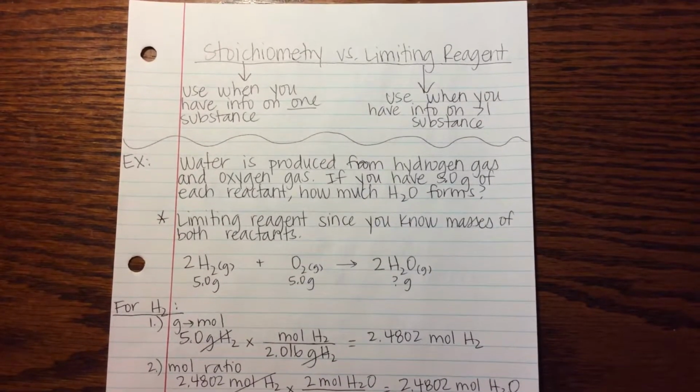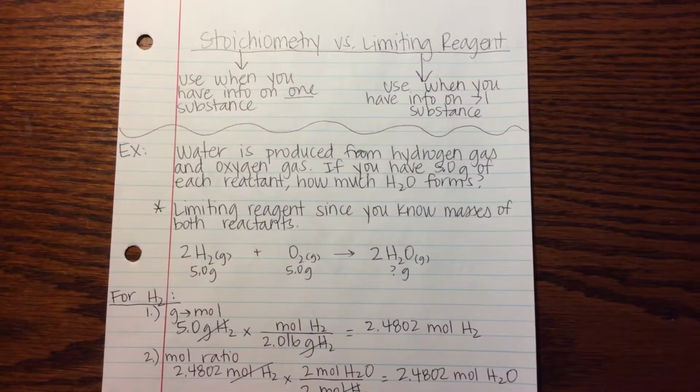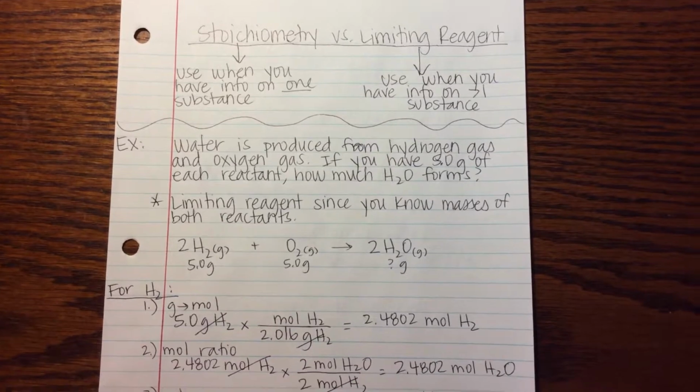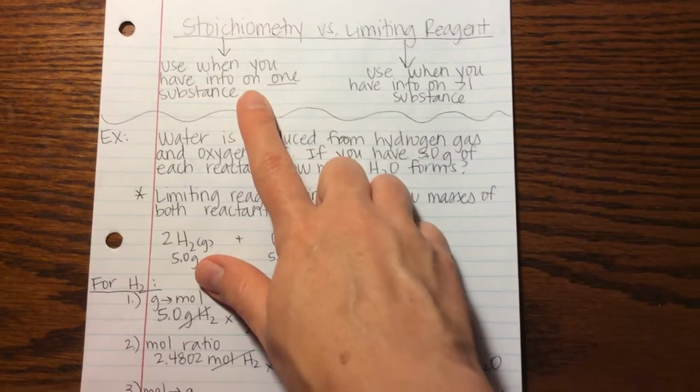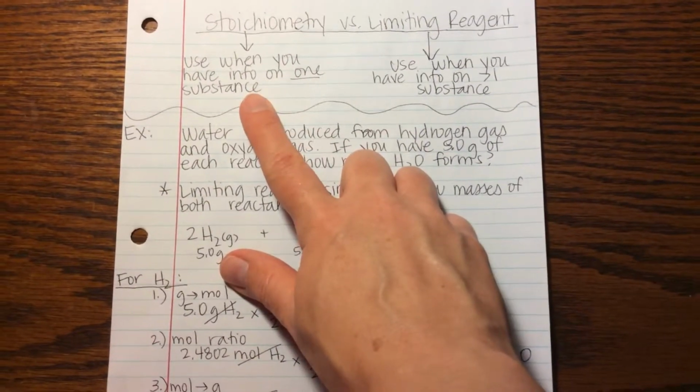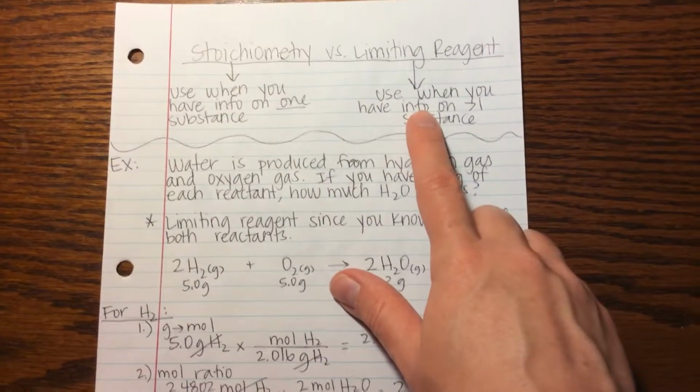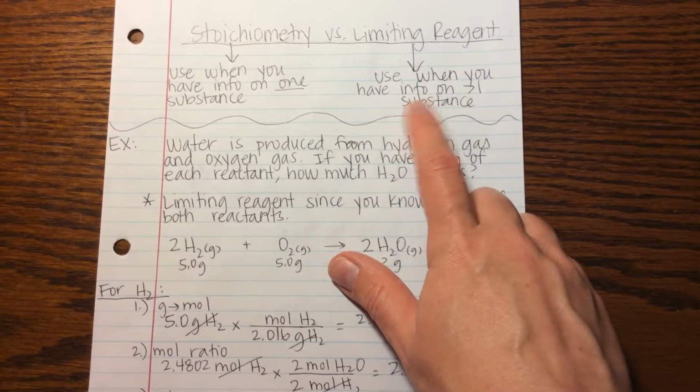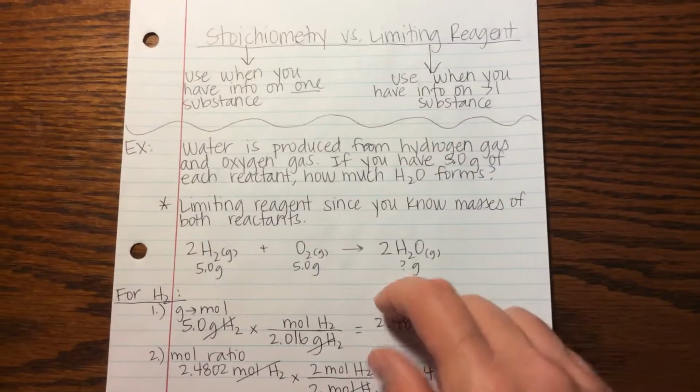A lot of students struggle with the concept of stoichiometry versus limiting reagent and when to do which. So you do a stoichiometric calculation when you know information about one substance, whereas you do a limiting reagent calculation if you have information about more than one substance. So let's go through an example.